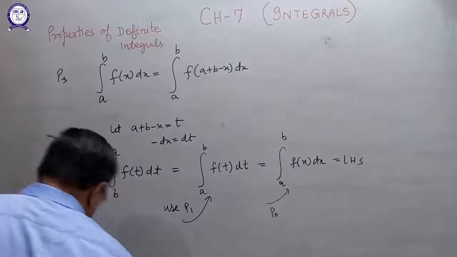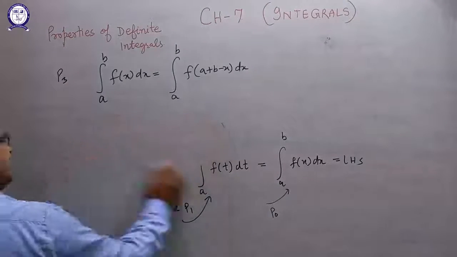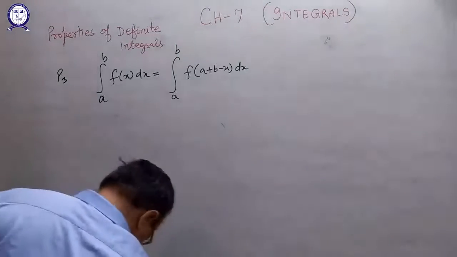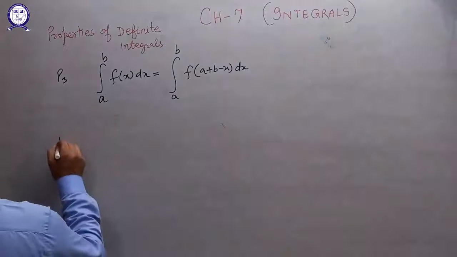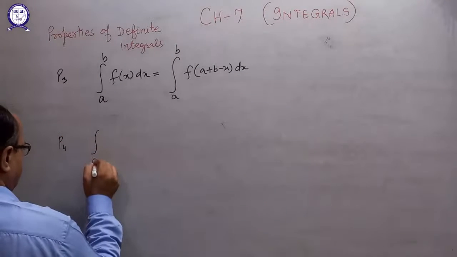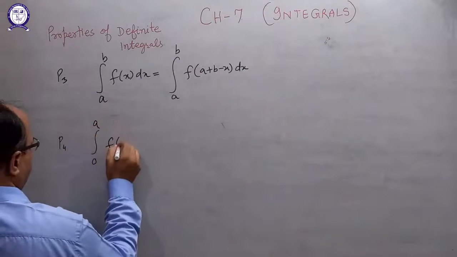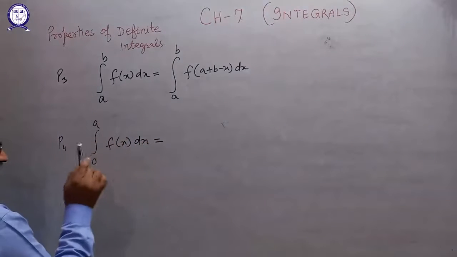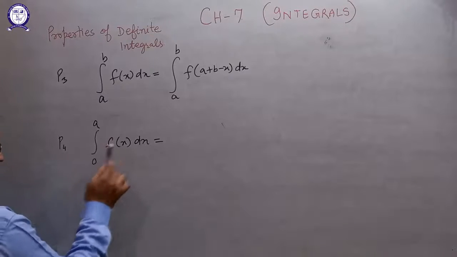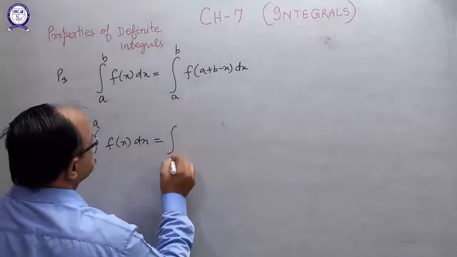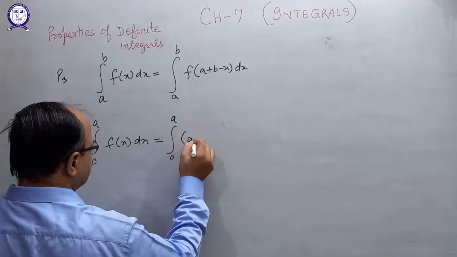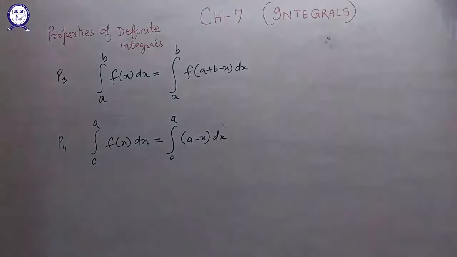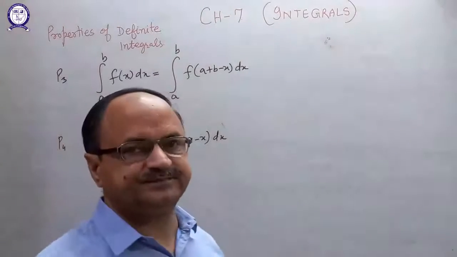This is property number P3. And with the help of P3, you can create property P4. Integration 0 to a f of x dx. In this property, add this and minus x: a plus 0 minus x, that is a minus x. f of a minus x dx. Okay. Same, this is a sub property of P3.